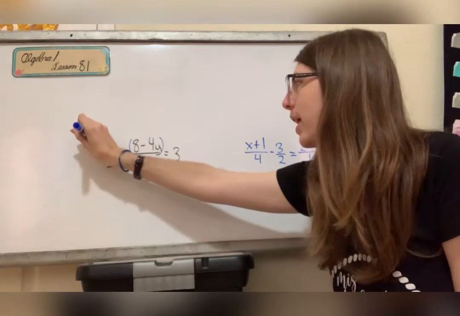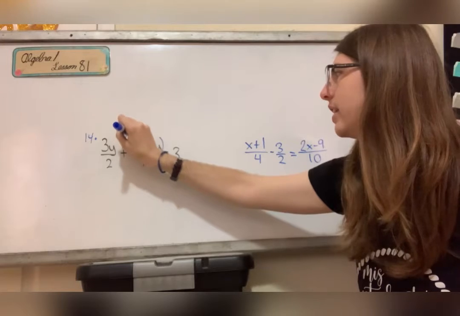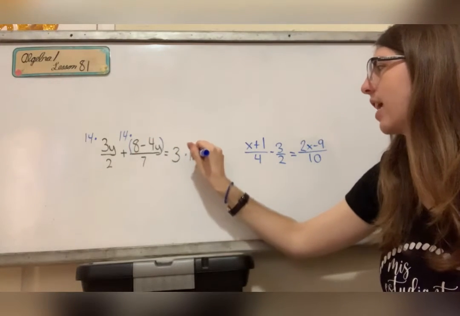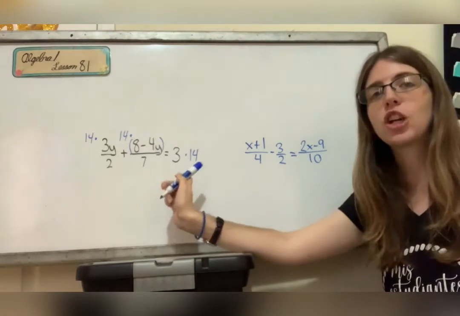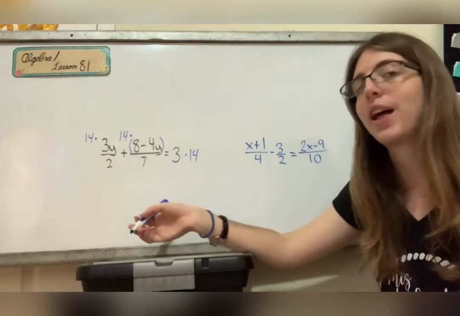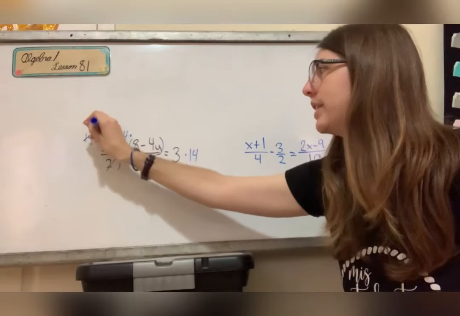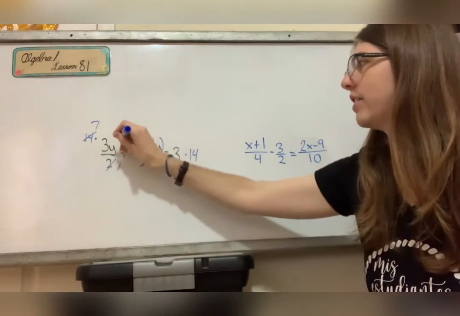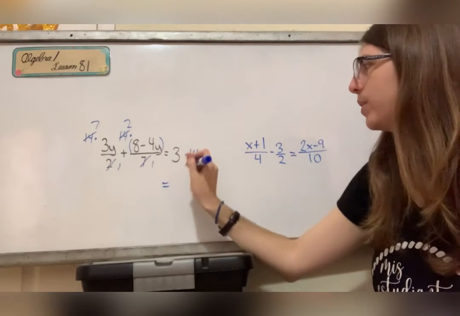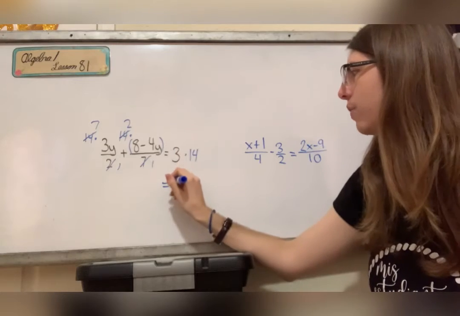14. So I'm going to multiply 14 times 3y and 14 times 8 minus 4y and 14 times 3. I have to multiply each term, including this whole number. Even though it doesn't have a fraction, I still have to multiply it to keep everything even. So this 2 will cancel and this becomes 7. This 7 will cancel and this becomes 2. And this one, we have 3 times 14, which gives me 42.